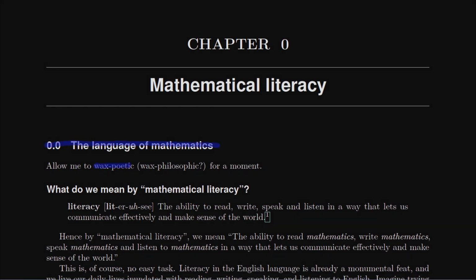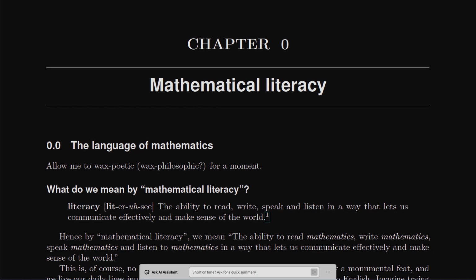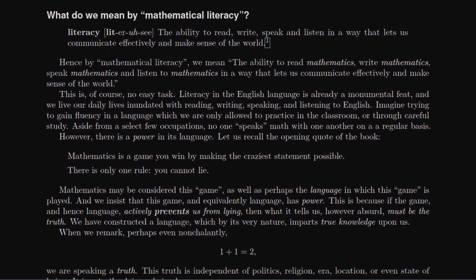So please allow me to wax poetic, maybe wax philosophic for this section, because I think it kind of founds all of mathematics from my particular perspective. Maybe not that many other mathematicians' perspective, but mine, and hopefully it helps motivate you as we complete this course. So what do I mean when I title my chapter mathematical literacy?